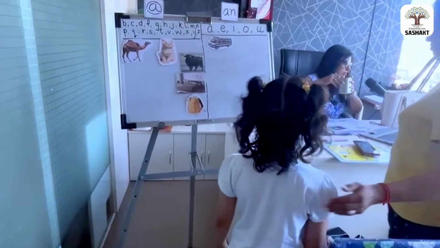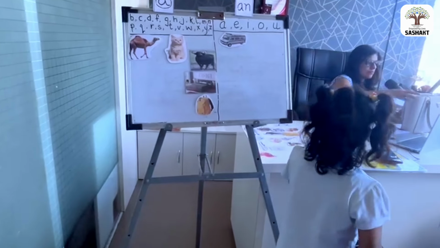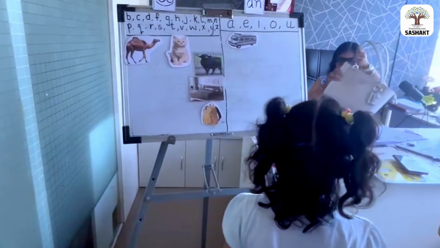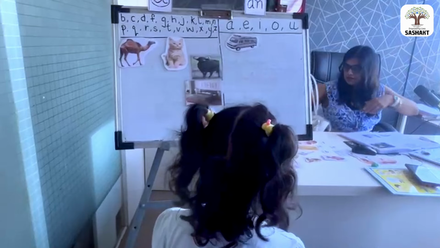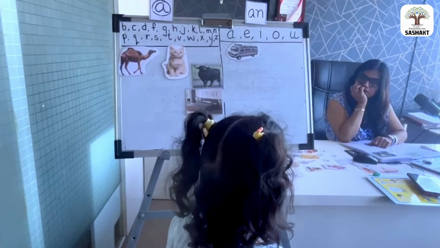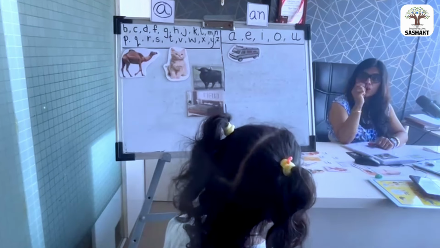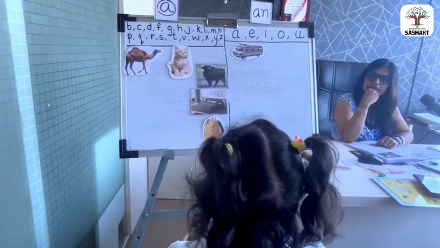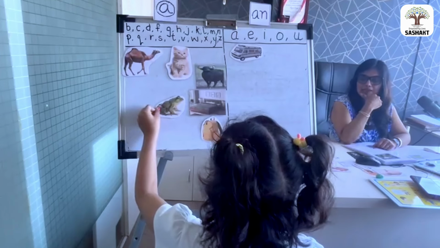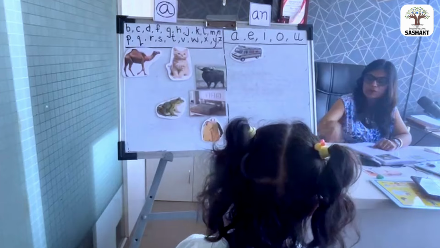Take next picture. Come on. Take whatever you want. What is that? Frog. Frog starts with F. F is a consonant. So which side will it go? Look carefully. A frog. Excellent. It will not be an frog. It will be a frog.